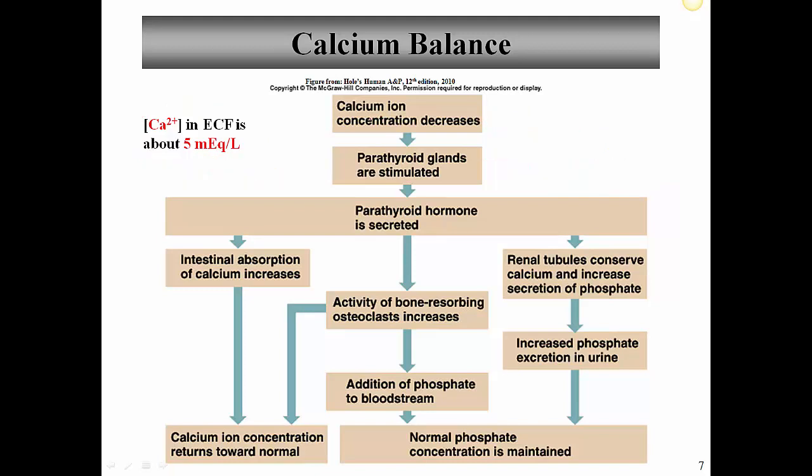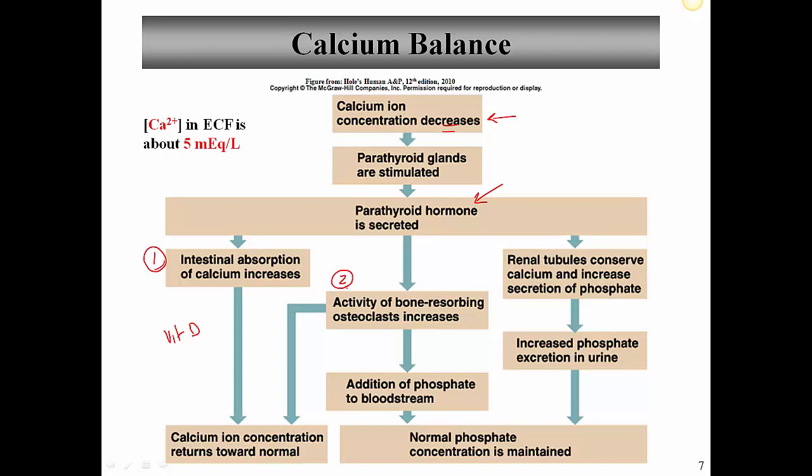Now let's turn our attention to calcium handling. As you see here, we're looking at a situation where calcium ion concentration in the body decreases. And when there's a decrease, there's a humoral signal sent to the parathyroid glands, and they secrete parathyroid hormone. Hopefully you remember that from the endocrine system lectures. Now, parathyroid hormone acts at 3 sites in the body. The first place it acts is at the intestine. This causes increased absorption of calcium, and this works in conjunction with vitamin D. This helps to return the calcium ion concentration toward normal.